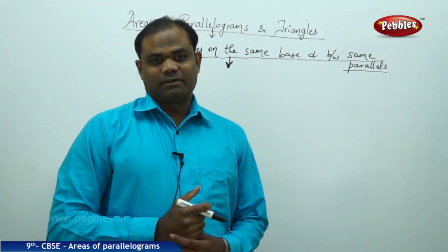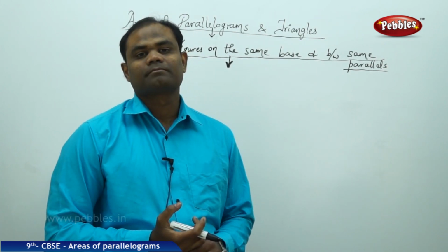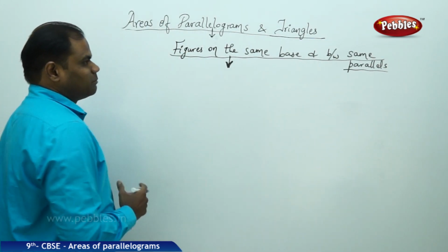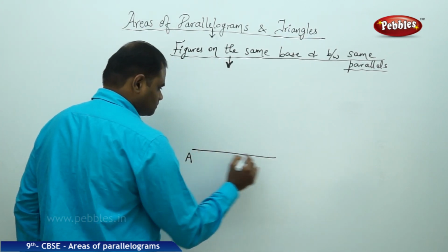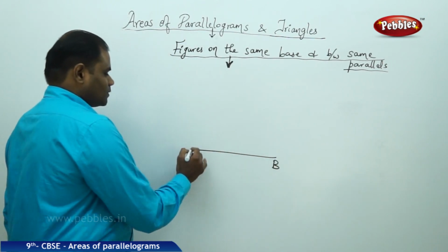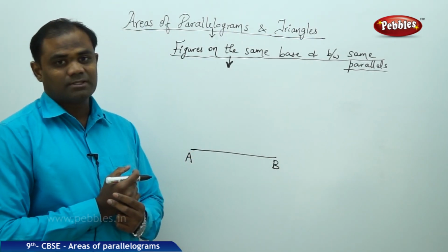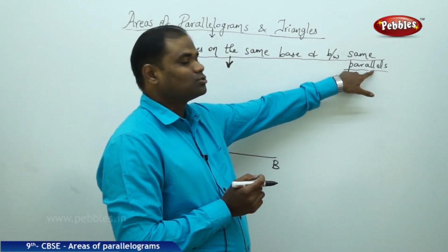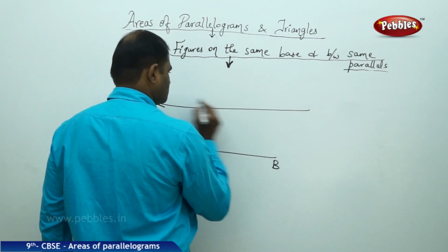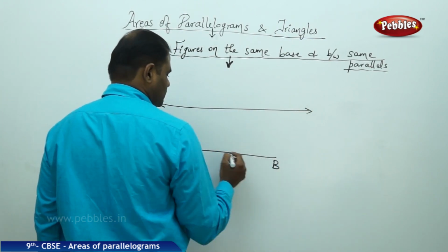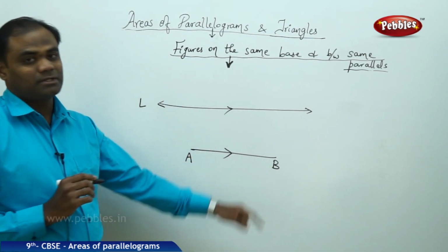So let's see in brief the figures on the same base and between same parallels. For example, let me take an example case. Say I have the same base AB. Now as the concept says about same base, let me take the same base AB and let me take two parallel lines with the base. So I have a parallel, this is parallel to this. So I have a line L which is parallel to the base AB.